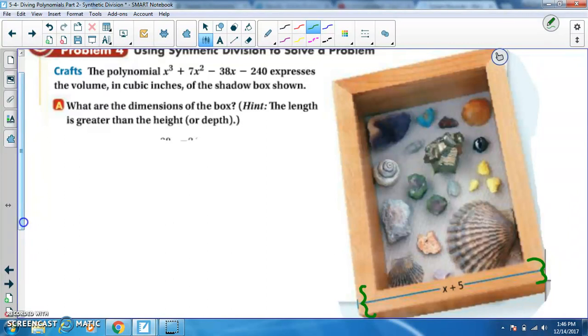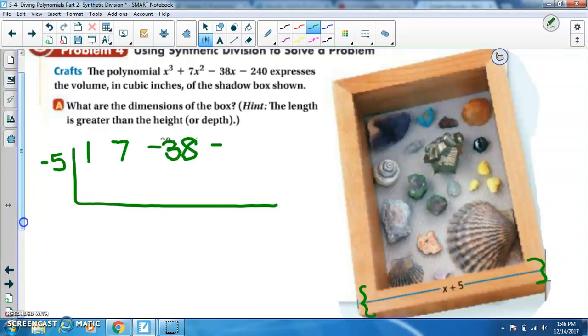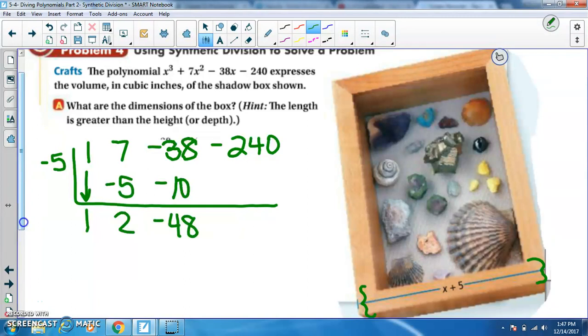So I'm going to use synthetic division, put negative 5 on the outside. Since my coefficients are in order: 1, 7, negative 38, negative 240. Bring down my 1, times negative 5 is negative 5. Add down, 7 plus negative 5 is 2. 2 times negative 5 is negative 10. Add down, negative 48 times negative 5 is positive 240. Add down, we get 0.